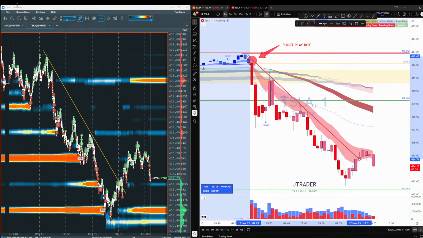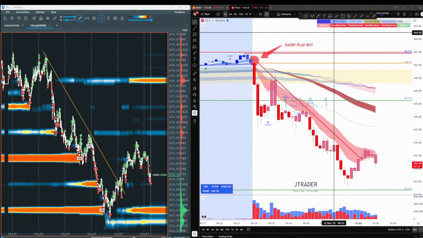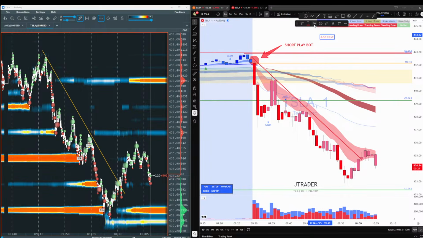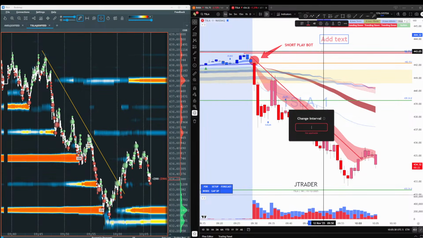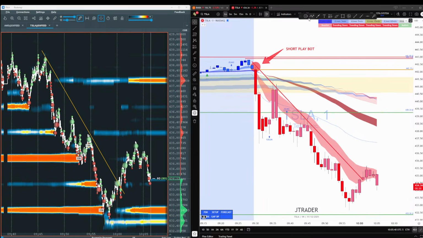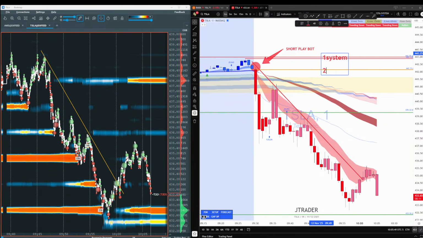Thank you, brother. As I said, the point of all this is to have one system. It's really what I believe in. The first is to have a system. Second, you need to have a confirmation, in this case, Bookmap. Third, you need risk management.